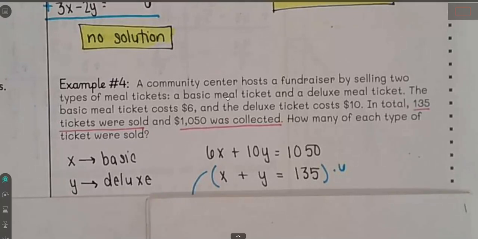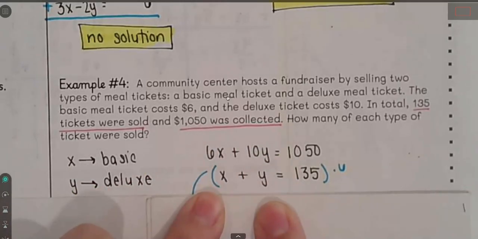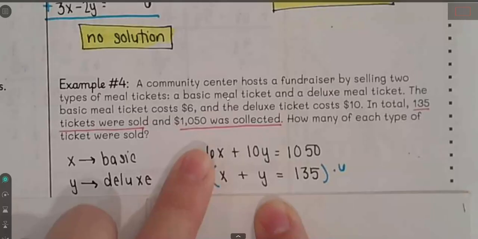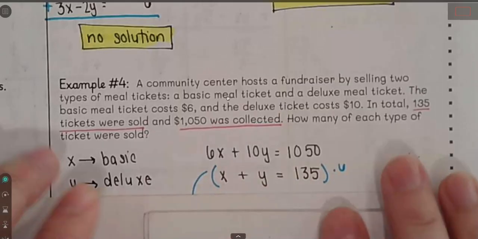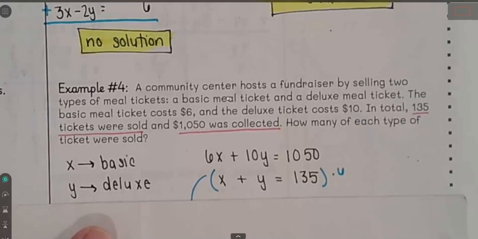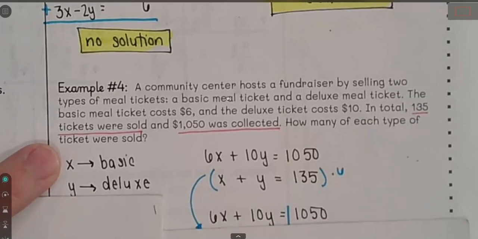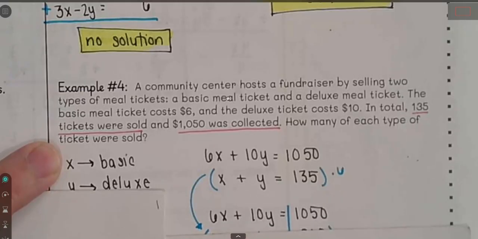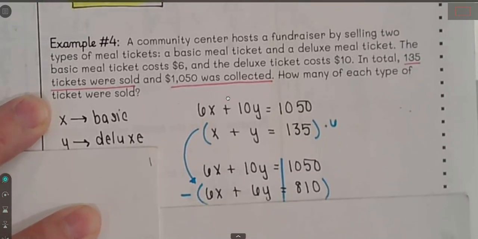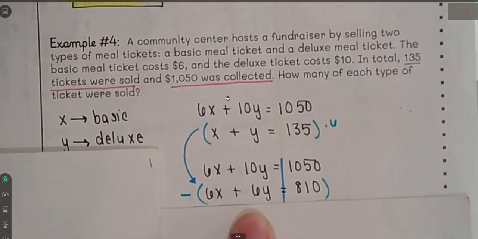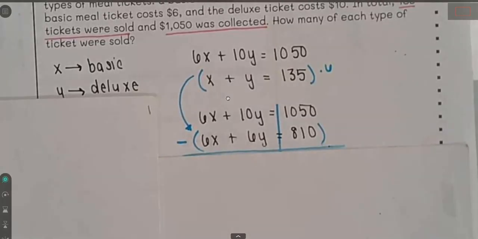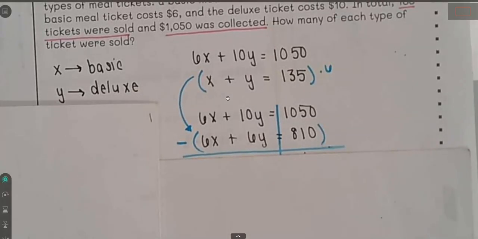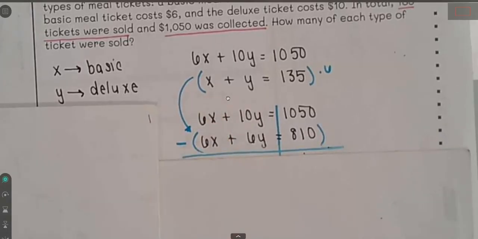Now, I'm going to solve this using elimination. We have another problem with elimination because neither of our coefficients match. So if I was to add or subtract, I'm not going to eliminate any of the variables. So what I'm going to do is multiply my second equation by 6. And when I do that, here's my first equation, rewritten. And my second equation, if I distribute the 6, I get 6x plus 6y. 135 times 6 is 810. And now, when I subtract vertically, I can eliminate the x.